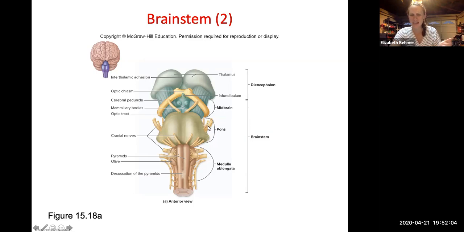So whenever you see any little yellow line that's coming out, that refers to one of the cranial nerves. The pons is the little enlarged structure that has a bump to it. And then the medulla oblongata is the most caudal part of the brain. So number 15 asks for the most caudal part of the brain. That means the part of the brain that's closest to your tail. And that medulla oblongata will continue on down as the spinal cord itself.